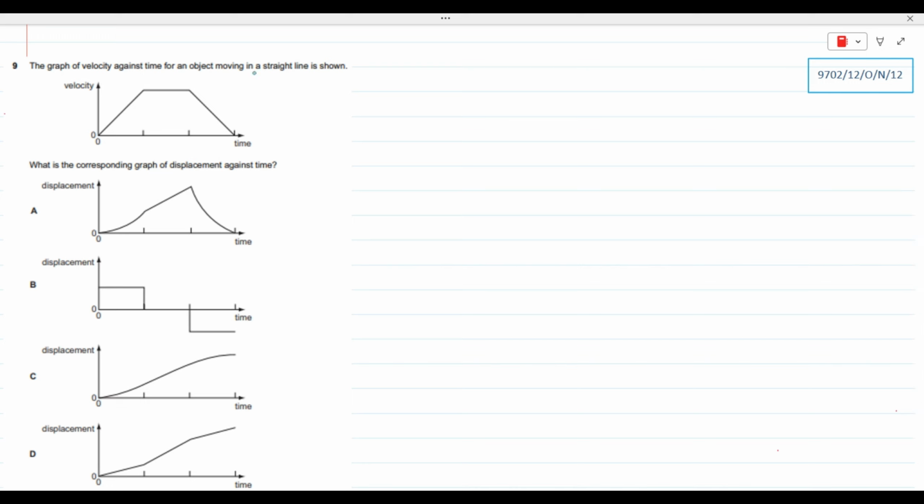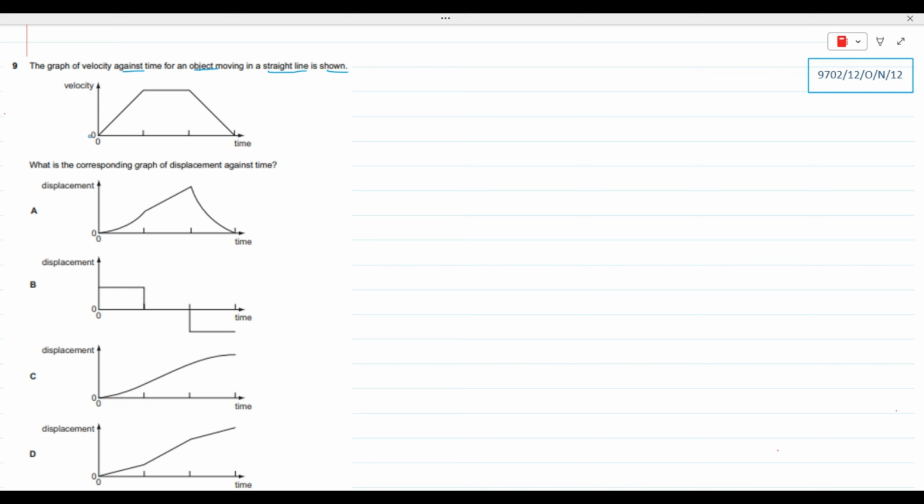In today's video, we will be solving this kinematics question and their reference is this. So let's start. The graph of velocity against time for an object moving in a straight line is shown. This is velocity time graph. What is the corresponding graph of displacement against time, right? So this is a velocity time graph and we have to give answer in the form of displacement time graph.